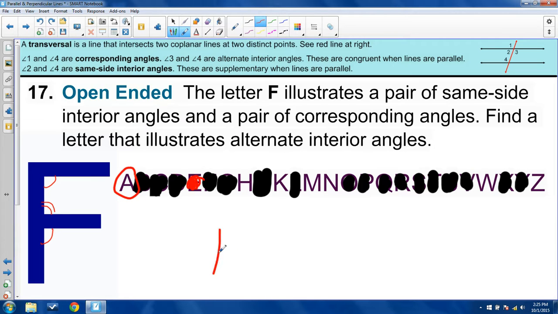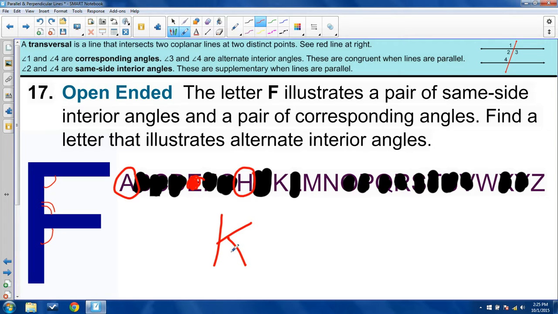H is perfect for this kind of thing. Alternate interior angles, boom. And if those are right angles, then they're congruent. And alternate interior angles here, same idea. So H is good. Now let's take a look at K, because even I need to see this one for myself. I'm having some trouble perceiving what we got here.